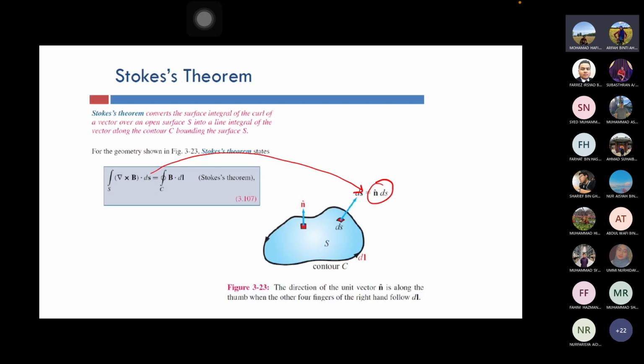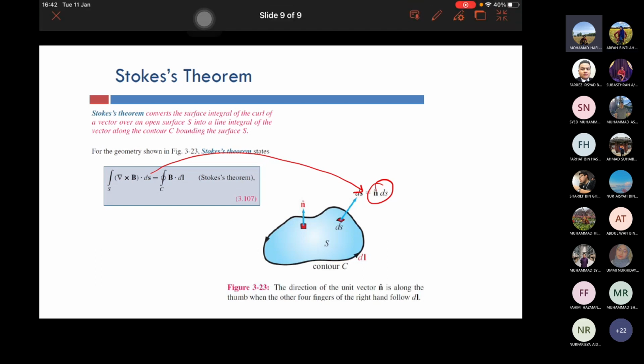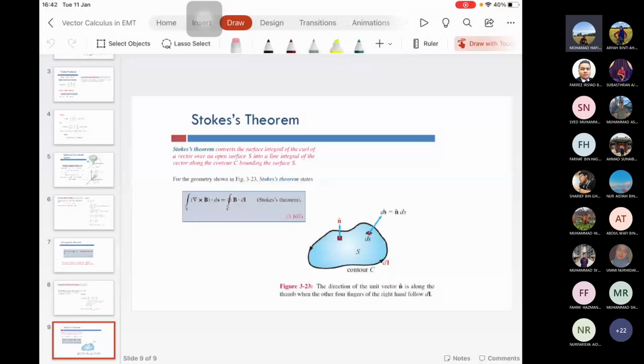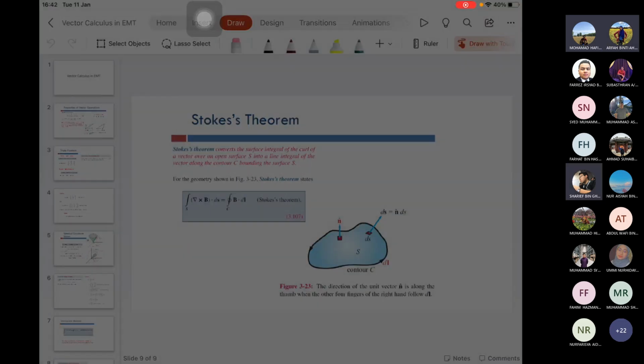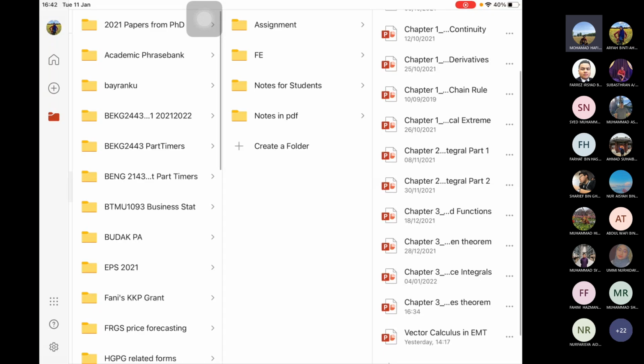Okay, dapat? Senyap je semua? Dah tidur ke tu? Ada orang ke tak tu? Ada doktor. Ada soalan? Tak ada kot. So yang lain ada soalan? Tak ada.